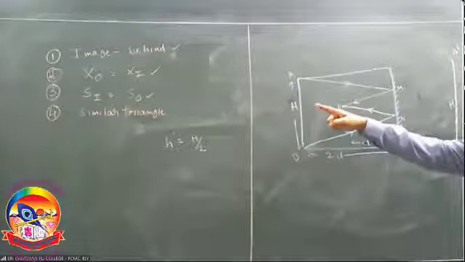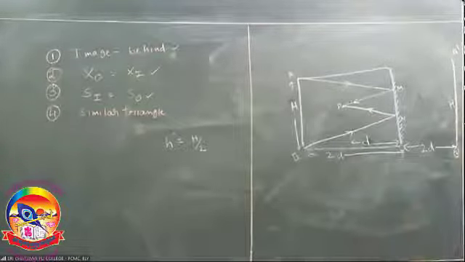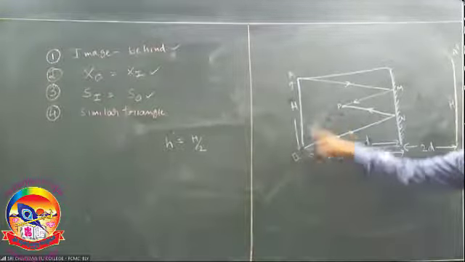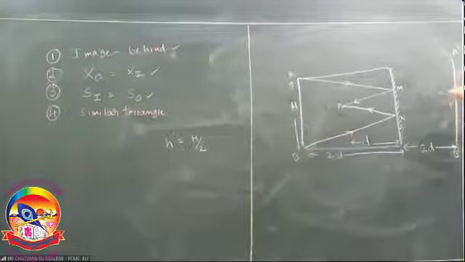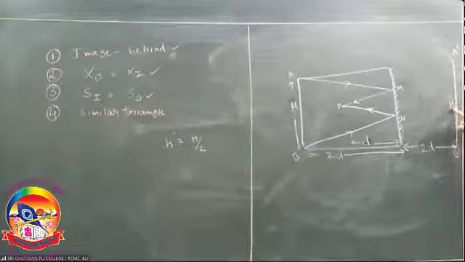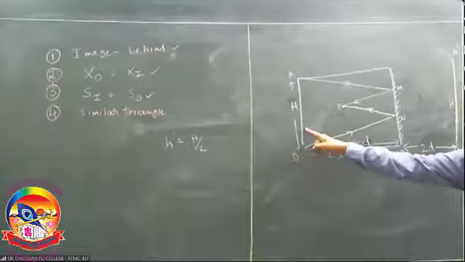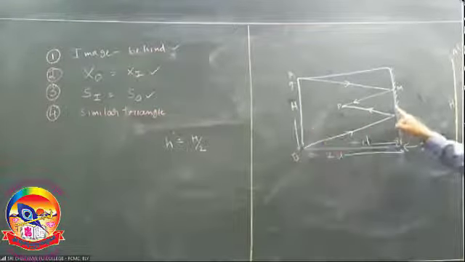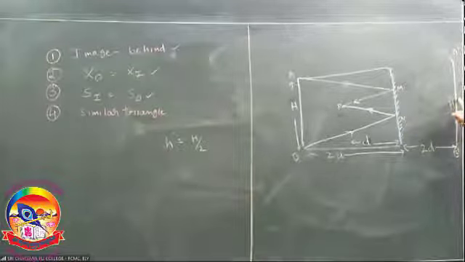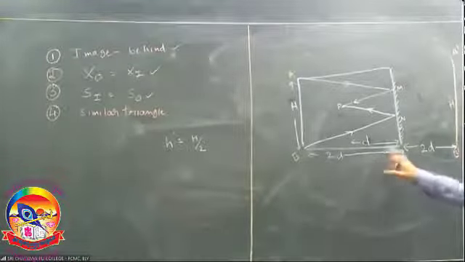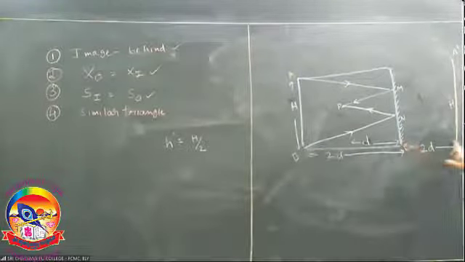Size of the image is equal to size of the object. Size of the object, H. Size of the image, also H. Object in front of the mirror. Image behind the mirror. Behind the mirror, same distance, 2D, 2D.